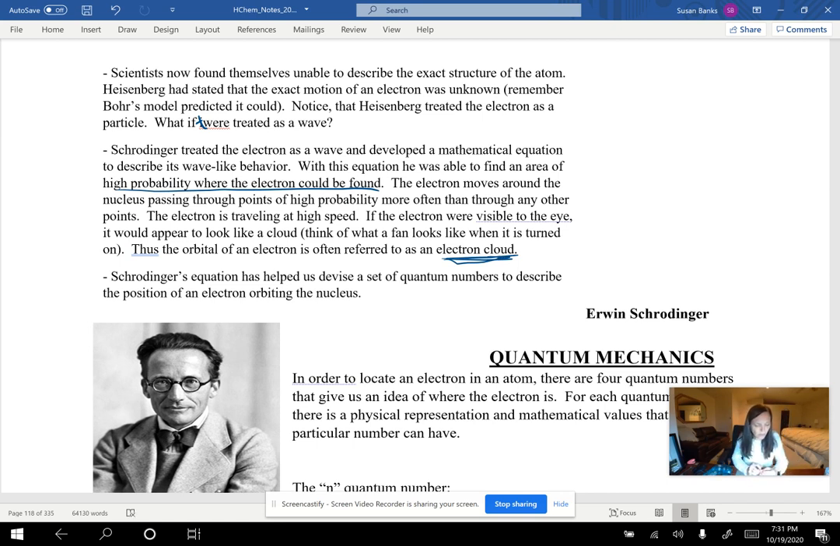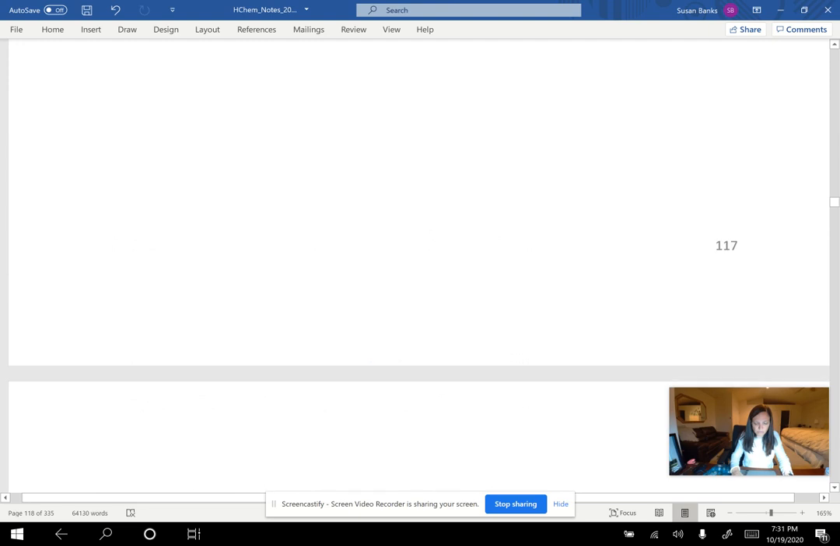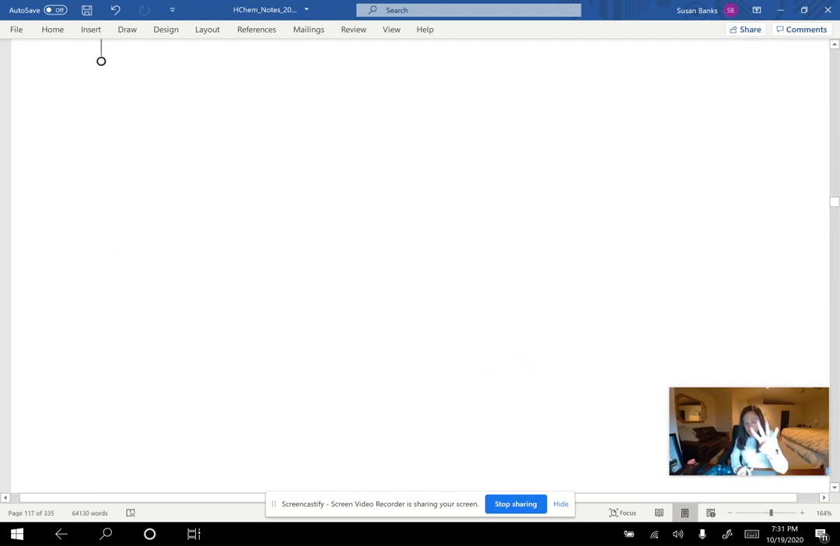Erwin Schrödinger's equation has helped us derive a set of quantum numbers to describe the position of the orbiting electron. So I want to go back up to this really big blank spot right here. We have 4 quantum numbers that we use to describe the position. If you've ever sent a letter, snail mail, I know a lot of people don't use snail mail anymore, but this is my analogy. It's very much like an address. We have 4 quantum numbers.